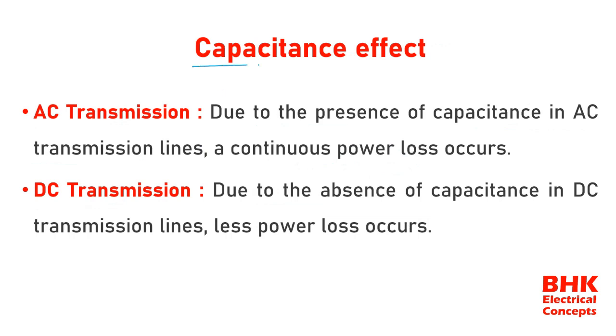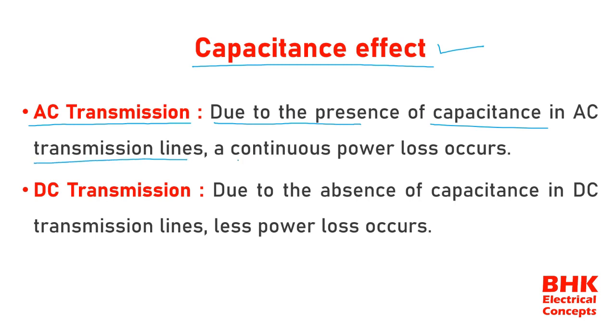And the next thing is capacitance effect. Due to this capacitance effect, what is the problem we face in case of AC system and DC system? Now see here, in AC transmission system, due to the presence of capacitance in the AC transmission lines, a continuous power loss occurs. But in case of DC transmission system, there is no value of capacitance. That is the reason why less power loss occurs.